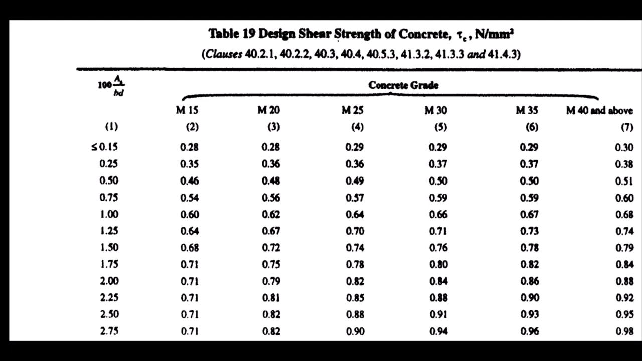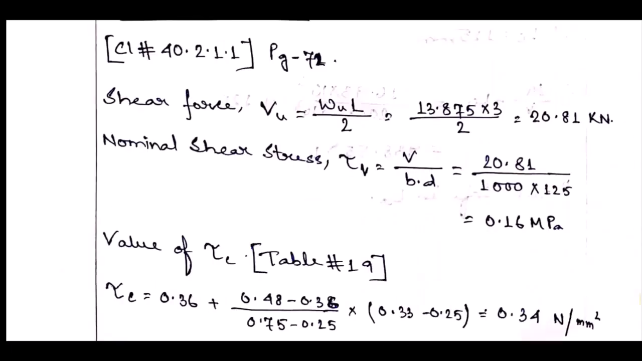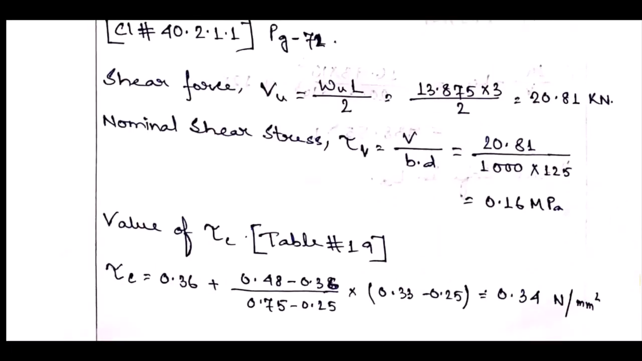We have to find that with the interpolation method. Let's go to the notes. Now look, the value of tau C from Table 19, as you see, we have to interpolate. So the value of tau C is 0.36 plus (0.48 minus 0.36) by this will be 0.5, not 0.75, mistakenly written here. When you note this down, you should write in your notebook: this will not be 0.75, this will be (0.5 minus 0.25) into (0.33 minus 0.25), which equals 0.34 Newton per millimeter square or MPa.